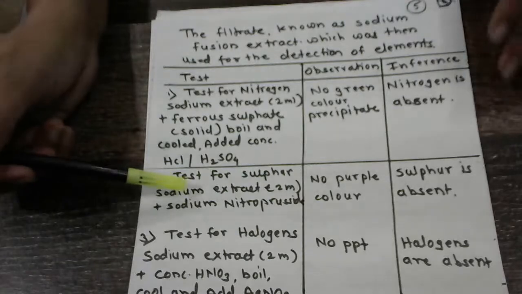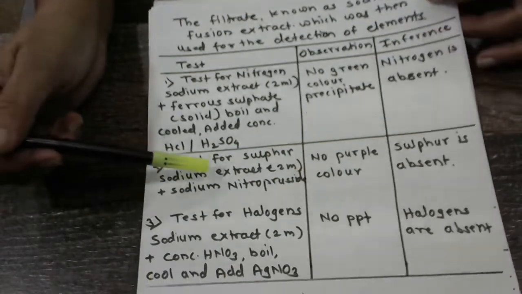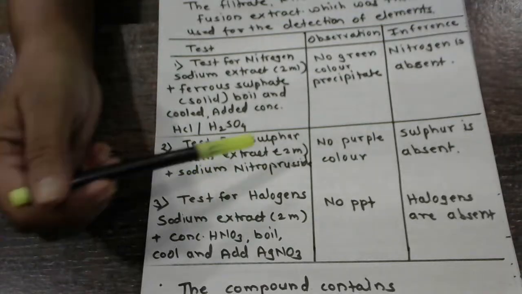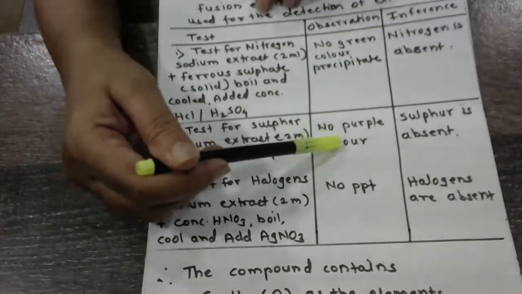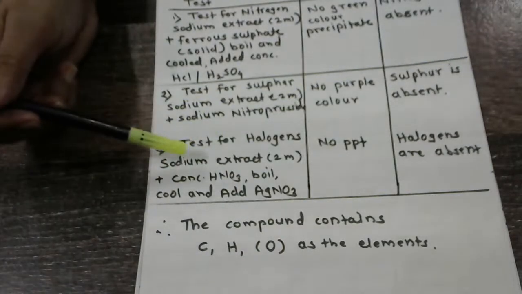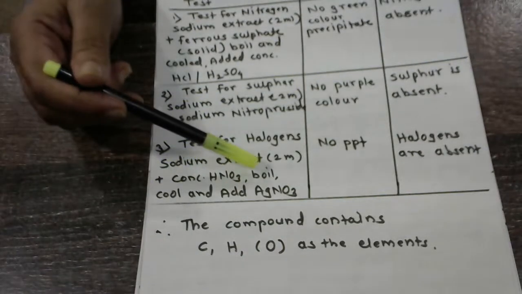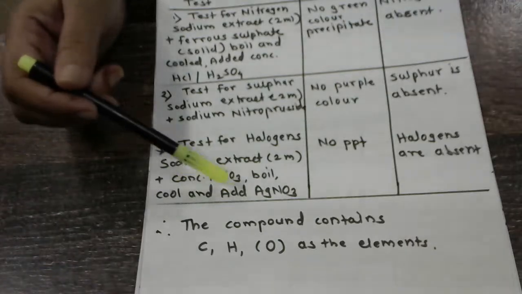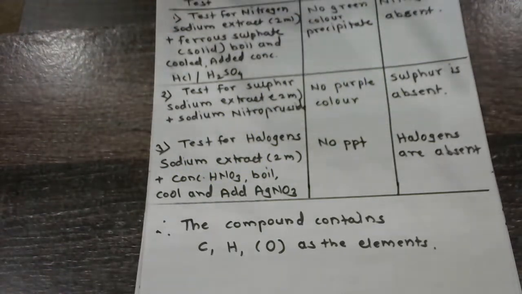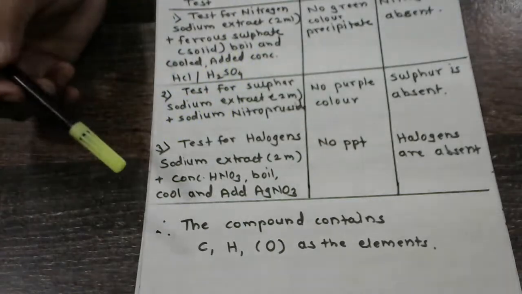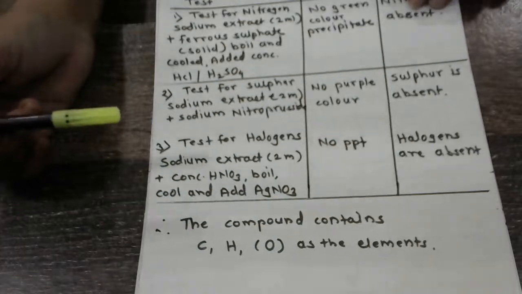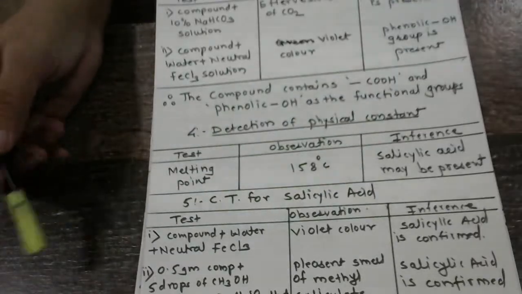Then we go to the test for sulfur, where 2 ml of sodium extract is allowed to react with sodium nitroprusside. We do not get purple color, so sulfur is absent. For halogen, sodium extract plus concentrated HNO3, boil, cool, and then add AgNO3. We do not get any precipitate, so no precipitate. Halogens are also absent. So the given compound contains carbon, hydrogen, and nascent oxygen as the elements.